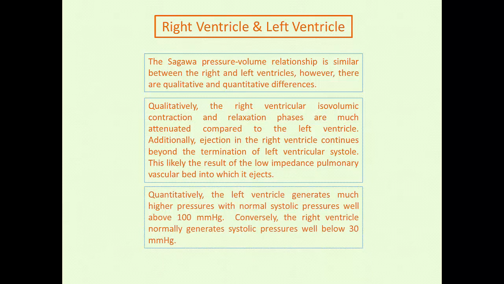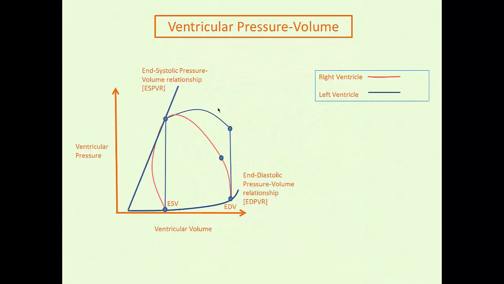And then quantitatively, I think we're all quite aware that the left ventricle generates much higher pressures, with normal systolic pressures well above 100, whereas the right ventricle, it's normal to be below 30. So this is a qualitative difference between the right ventricle in red here, which has a lower and kind of curved isovolumic contraction. And then you can see that in the left ventricle, once you hit peak systolic elastance, then you have an abrupt linear drop in pressure, and your volume in the ventricle doesn't decrease anymore.